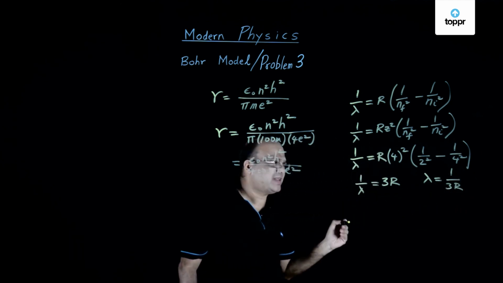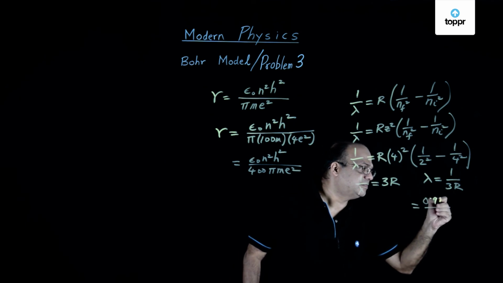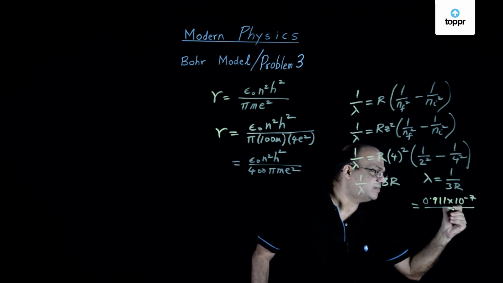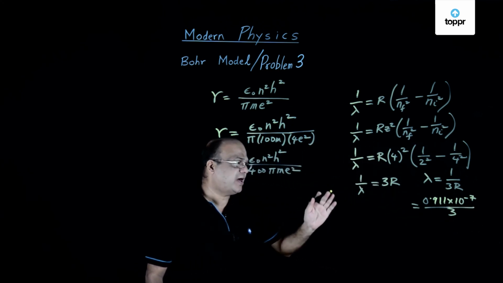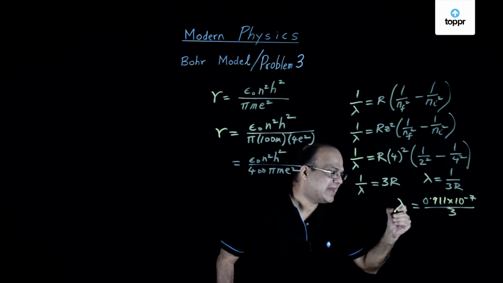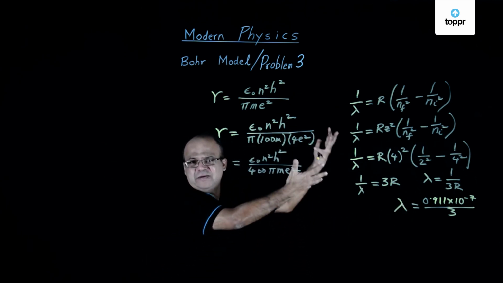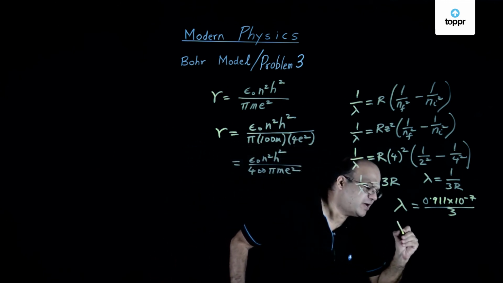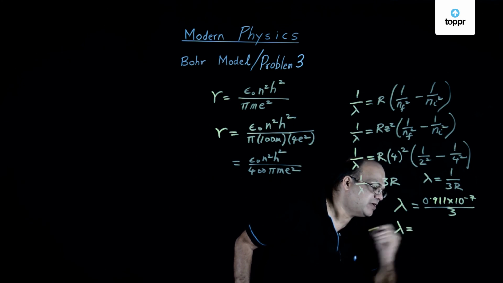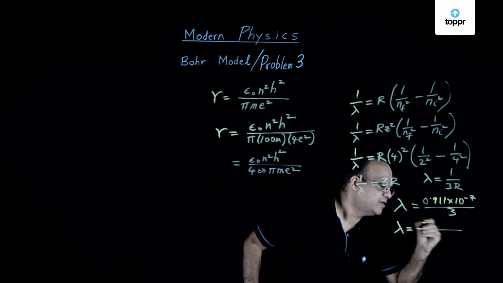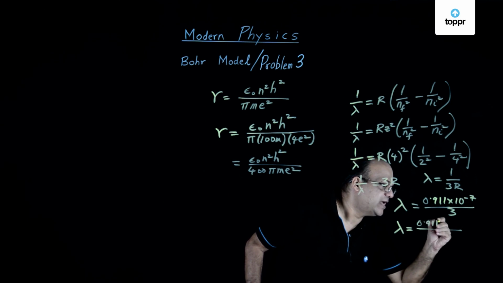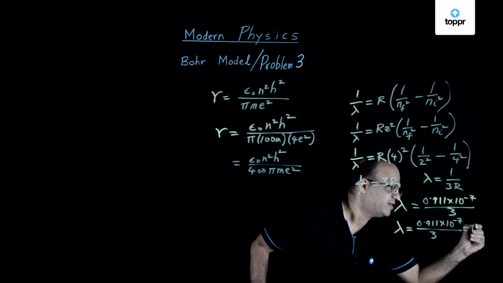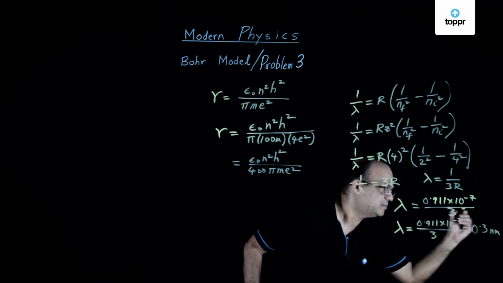Okay, remember 1 by R is 0.911 into 10 to the power minus 7 meters, divided by 3. So this gives you lambda if the particle were an electron, but mass has become 100 times. So wavelength will be 100 times less. So what do you get for lambda for this imaginary particle? We will divide this by 100. So 0.911 into 10 to the power minus 7 by 3, divided by 100, and that gives you the answer as 0.3 nanometer.